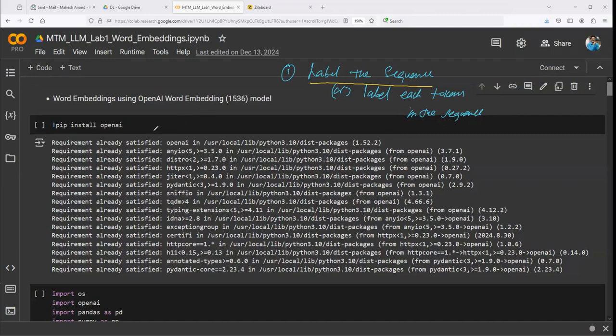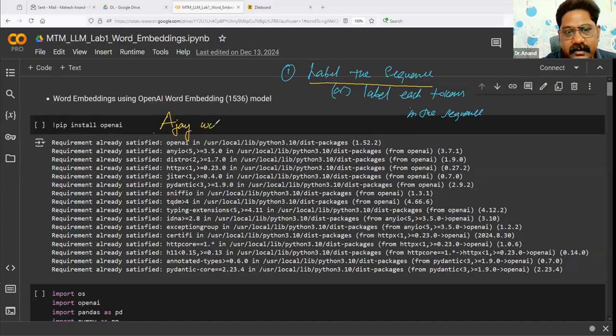Text classification and POS tagging. Very good. Take a sentence: Ajay works at Amazon Bangalore office.